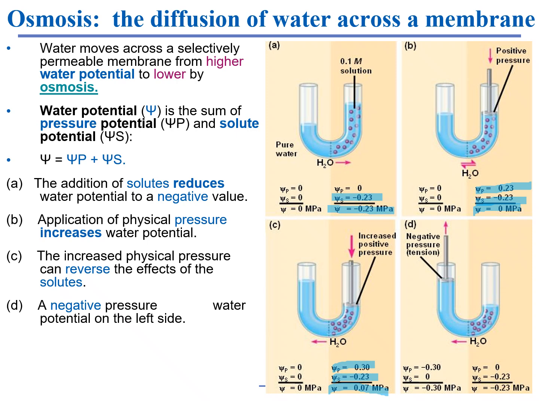So you have on this side a solute potential of 0 and a pressure potential of negative 0.3. Your water potential is negative 0.3. On this side, you just have your solute potential of negative 0.23.